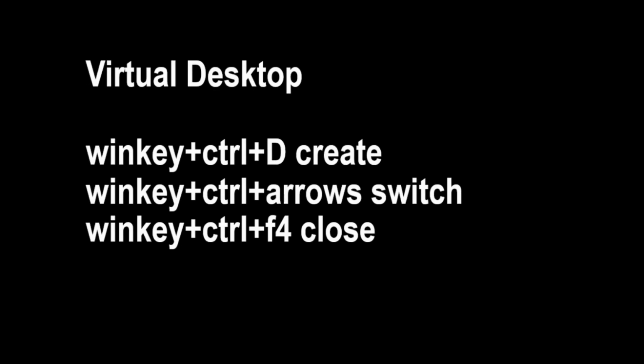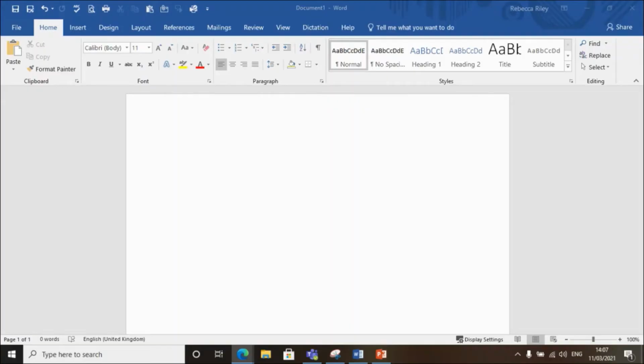I'm going to start off with the key combinations that relate to the virtual desktop. You can use a virtual desktop to create a new clean desktop to work on. Perhaps if you're working on a long-term project which you want to keep all of your tools for on one desktop, you can create a new one to do your other work. So the Windows key plus Control plus D will create a new virtual desktop. The Windows key plus Control plus the left and right arrows will switch between your desktops, and the Windows key and Control and F4 will close the virtual desktop.